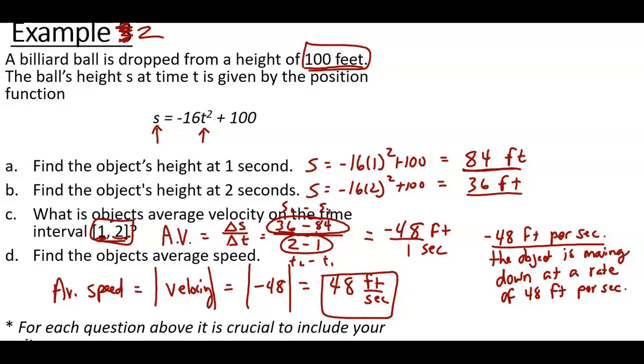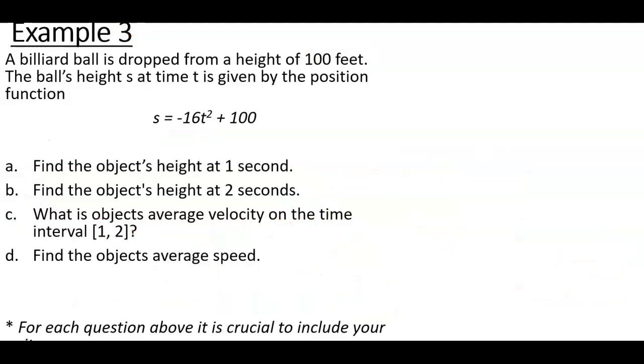Okay? So we did 4 things. We found the object's position at one point in time. We found the object's position at another point in time. And from that, we can tell what the velocity is. We can tell what direction it's moving in and how fast it's moving in that direction. Okay? So let me throw one of these at you guys.